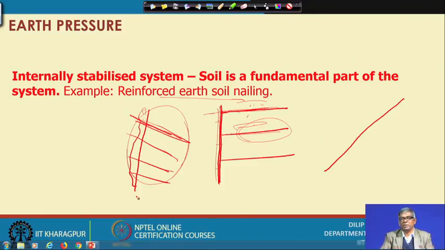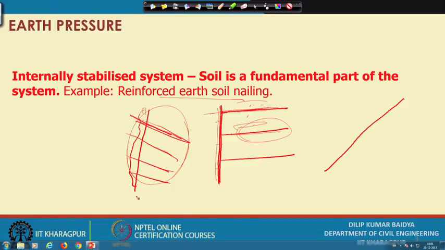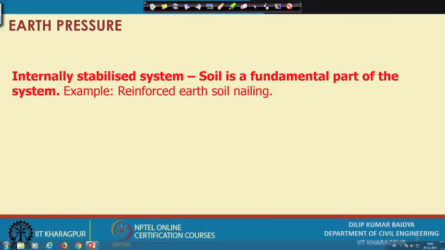What is the pressure behind the wall? That pressure is actually essential for calculation. That means the depth, the thickness, the reinforcement, all details can be obtained based on the amount of pressure we get from the wall. For that we need to learn the earth pressure theory. So, we will discuss that now, the different earth pressure theories.